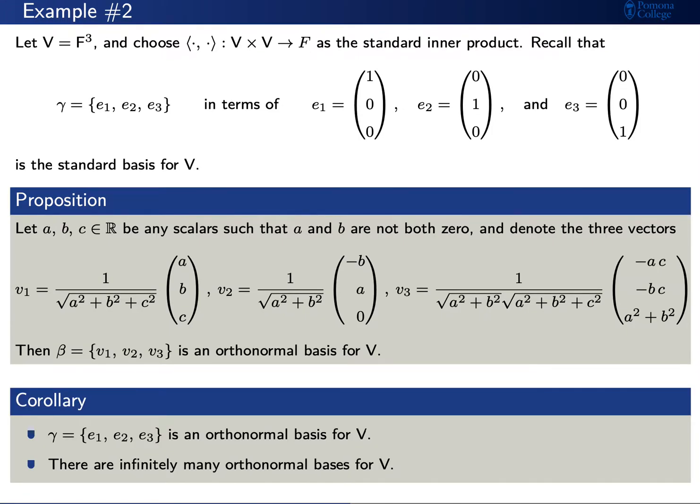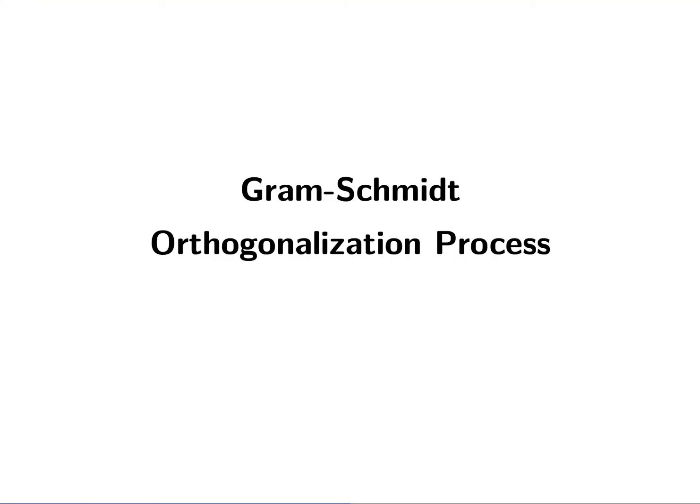In the special case where a is 1 and b and c are 0, we recover the standard basis, showing that the standard basis is an example of an orthonormal basis. And, just like before, since a, b, and c can pretty much be anything, we see that there are infinitely many orthonormal bases for F^3. Our main goal is to explain how we constructed these bases. Given any basis gamma, we'd like to explain how we can construct an orthogonal basis.